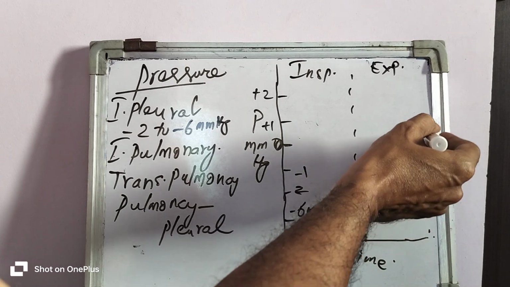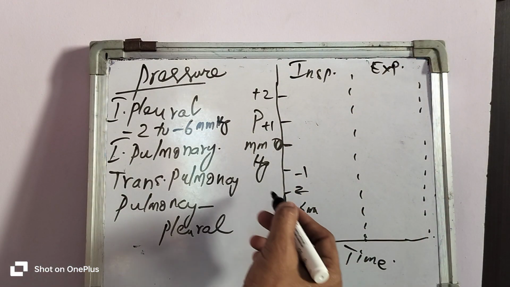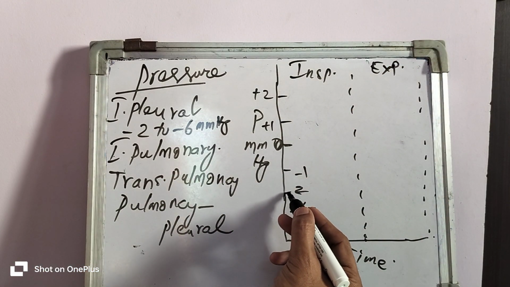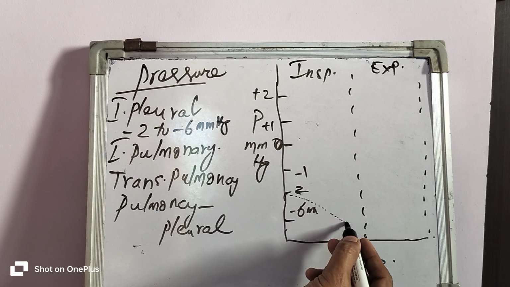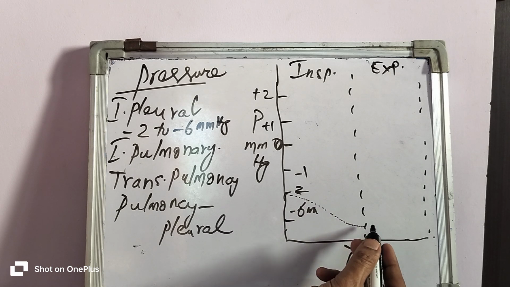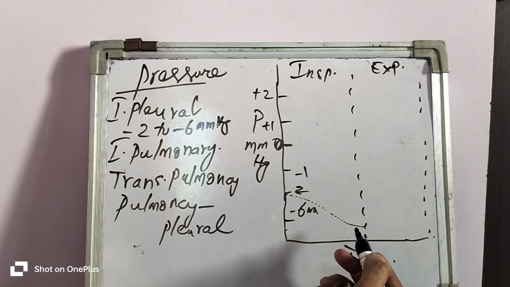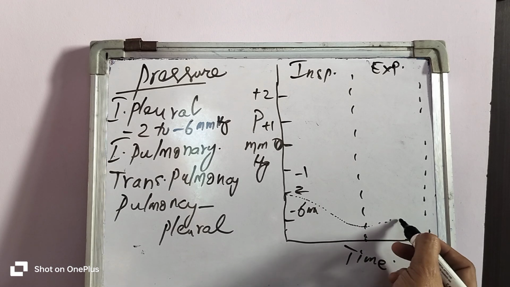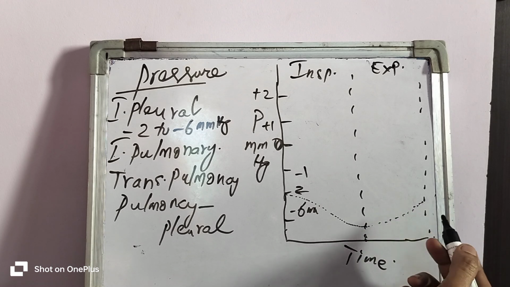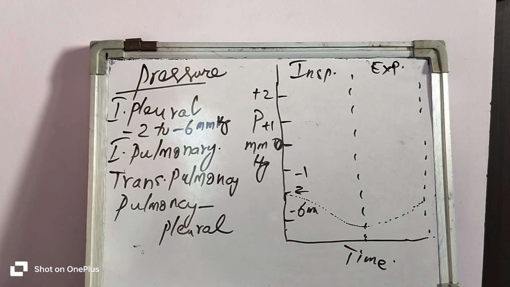Now the intrapleural pressure starts from -2 millimeter of mercury and it reaches a maximum negativity of -6 at the end of inspiration. Again it starts from -6 millimeter of mercury at the peak of inspiration and it reaches -2 millimeter of mercury at the end of expiration.